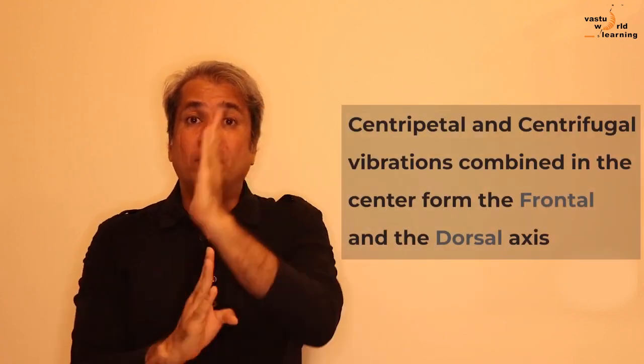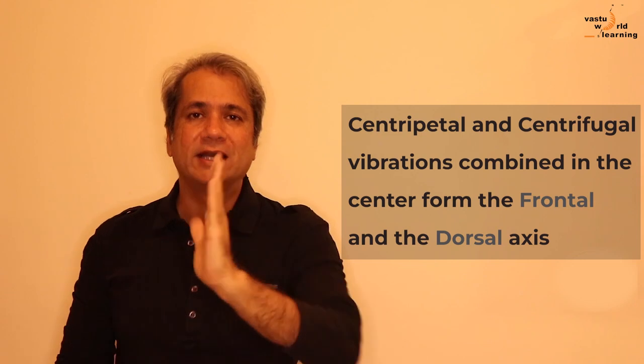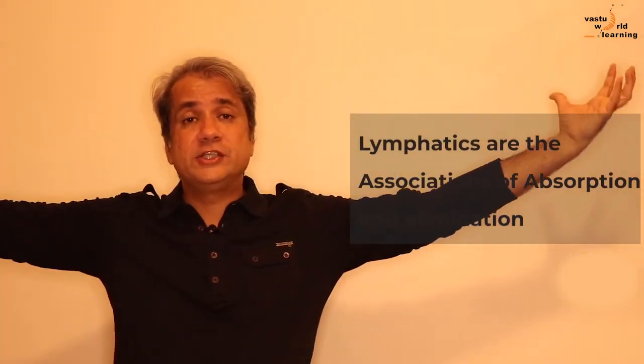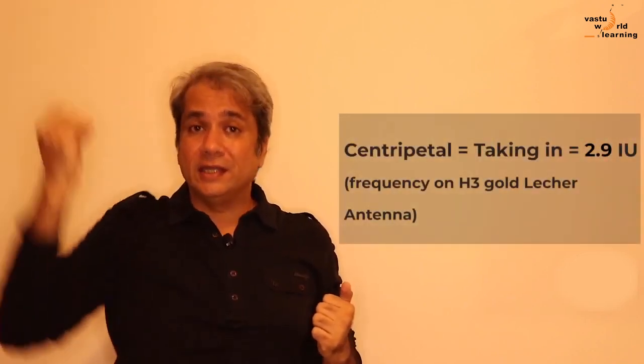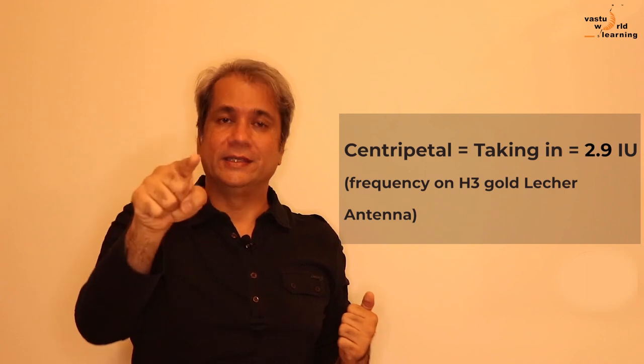With frontal and dorsal, we are talking about northeast, Brahmasthan, southwest: 1.5, 4.6 and 3.5. These 3 vibrations of centripetal and centrifugal combined in the center give the frontal axis and dorsal axis, the front of the body and back of the body. We also have lymphatics. Lymphatics are actually associations of absorption and elimination. So absorption, I say, is from the right side of the body, which is southeast, which is sun, which is taking in, and that is centripetal 2.9.